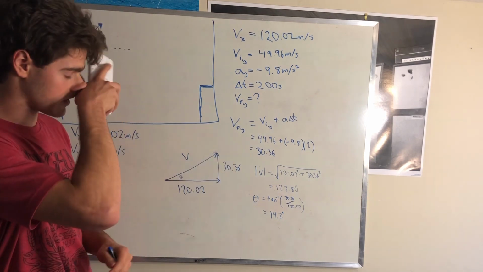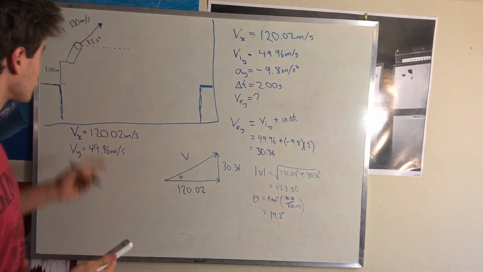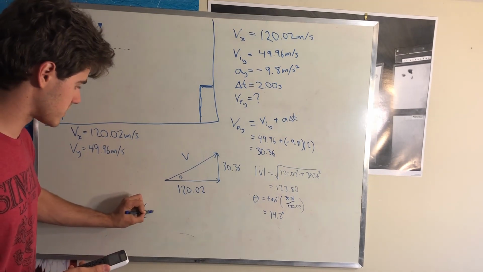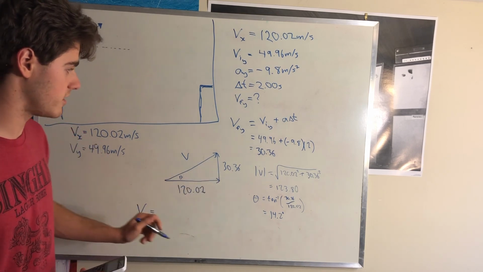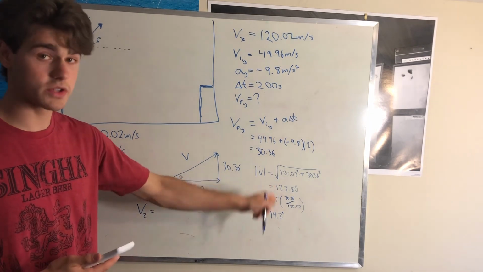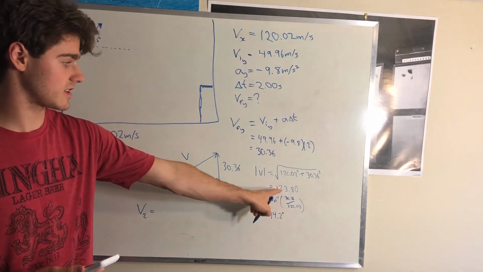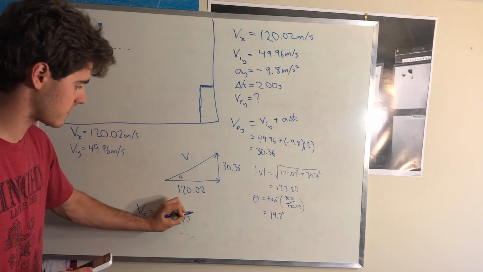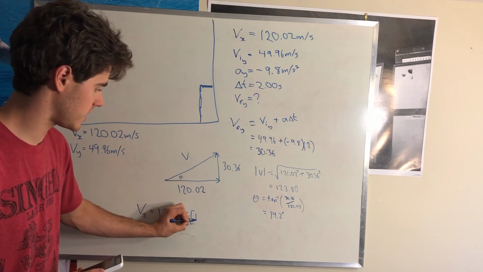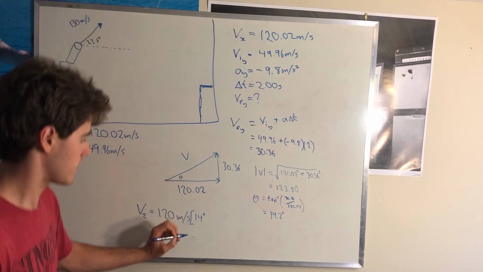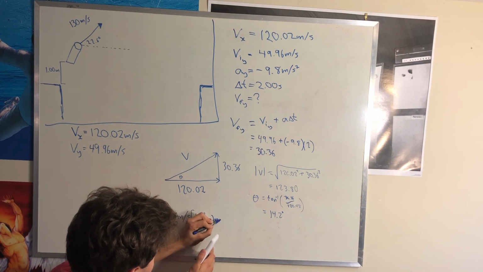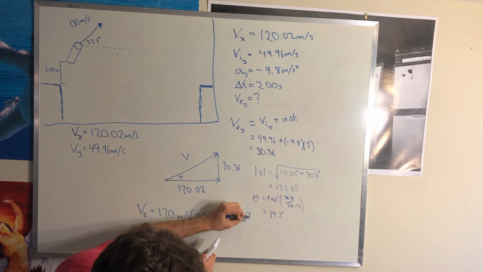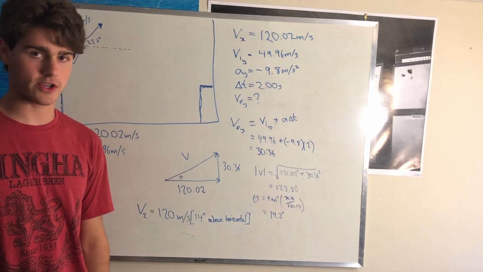So, there's a lot of messy writing here, but my final answer is that the velocity after 2 seconds, I'll write it 2 for 2 seconds, equals the magnitude of that. I'm going to be rounding to 2 significant digits. So to 2 significant digits, this all comes to 120. So it's 120 meters per second, and then that's 14 degrees above horizontal. And this is how you answer the second part of the question.